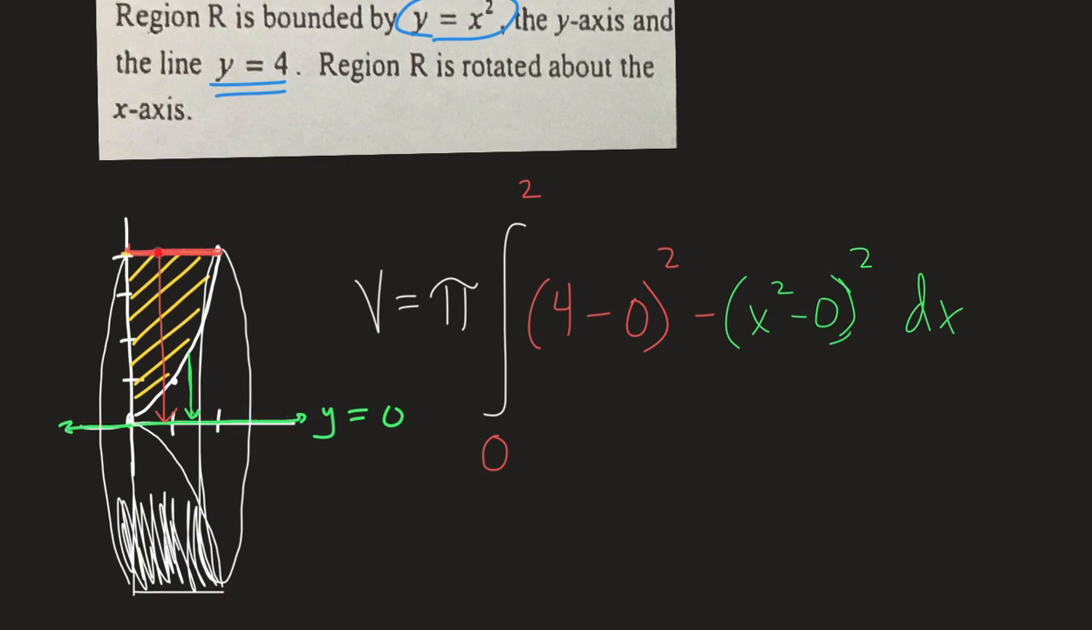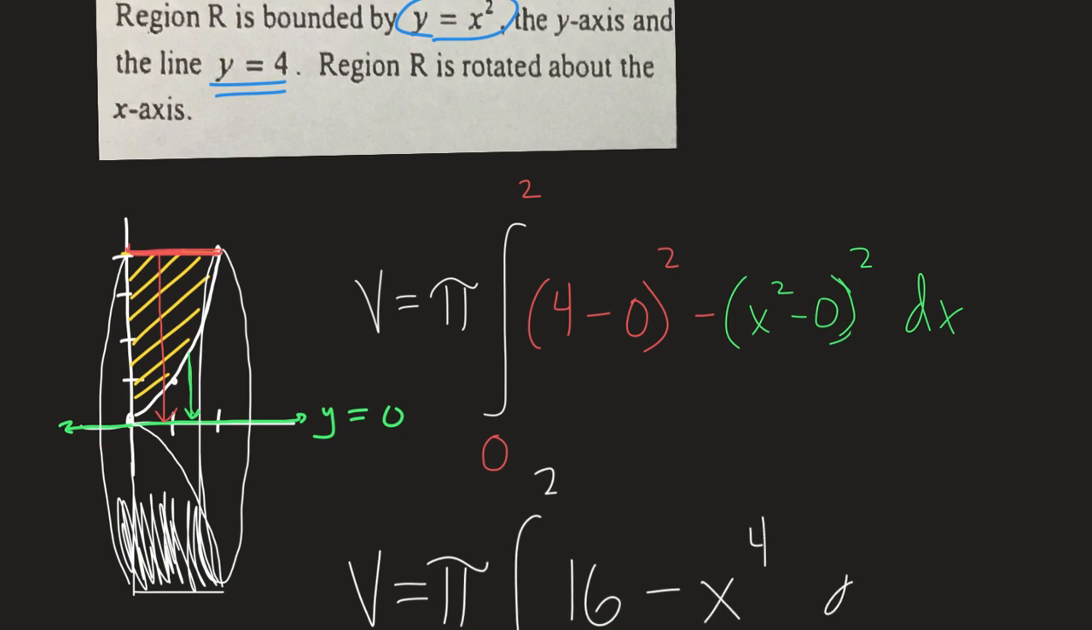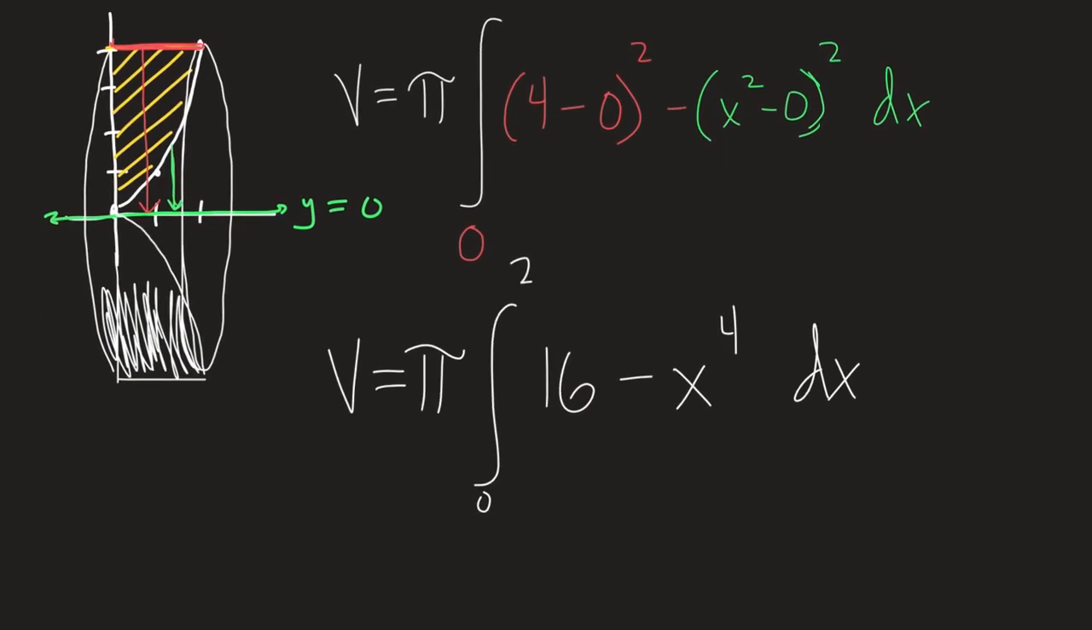It's the farther function minus its axis of rotation, minus the closer function minus its axis of rotation. So it's the volume of your outer cylinder minus the volume of the non-shaded region here also. This can be simplified a little bit before you plug it into your calculator, or you do your antiderivative of 16 minus x to the 4th dx. When you square x squared, you get x to the 4th. When you square 4, you get 16.